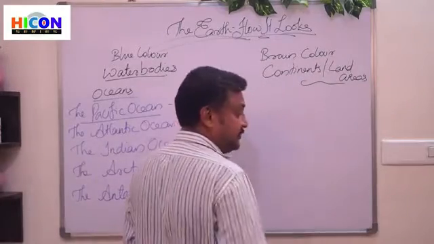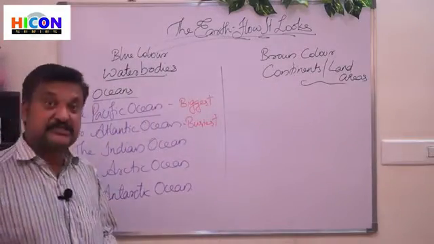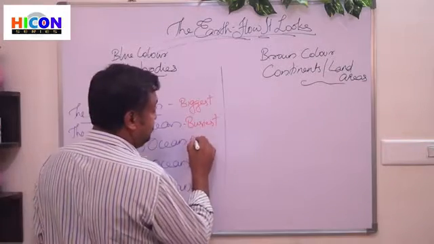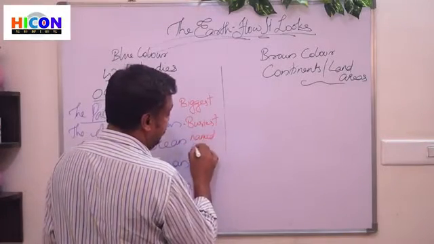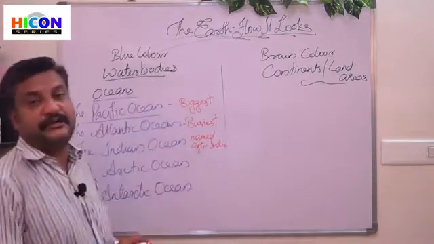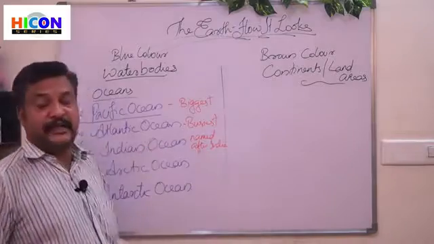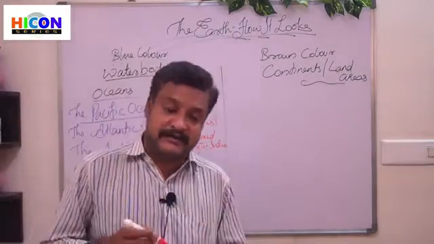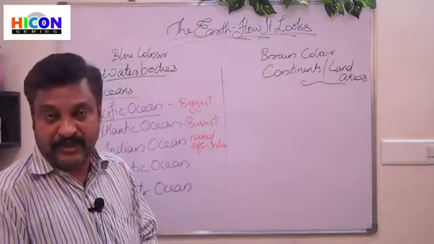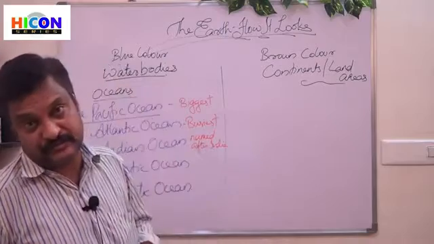Which is the biggest ocean in the world? Pacific Ocean. Now the Indian Ocean. Indian Ocean is the only ocean named after a country. Named after India, a country. Clear? The Indian Ocean is the only ocean which has the name of a country attached to it.